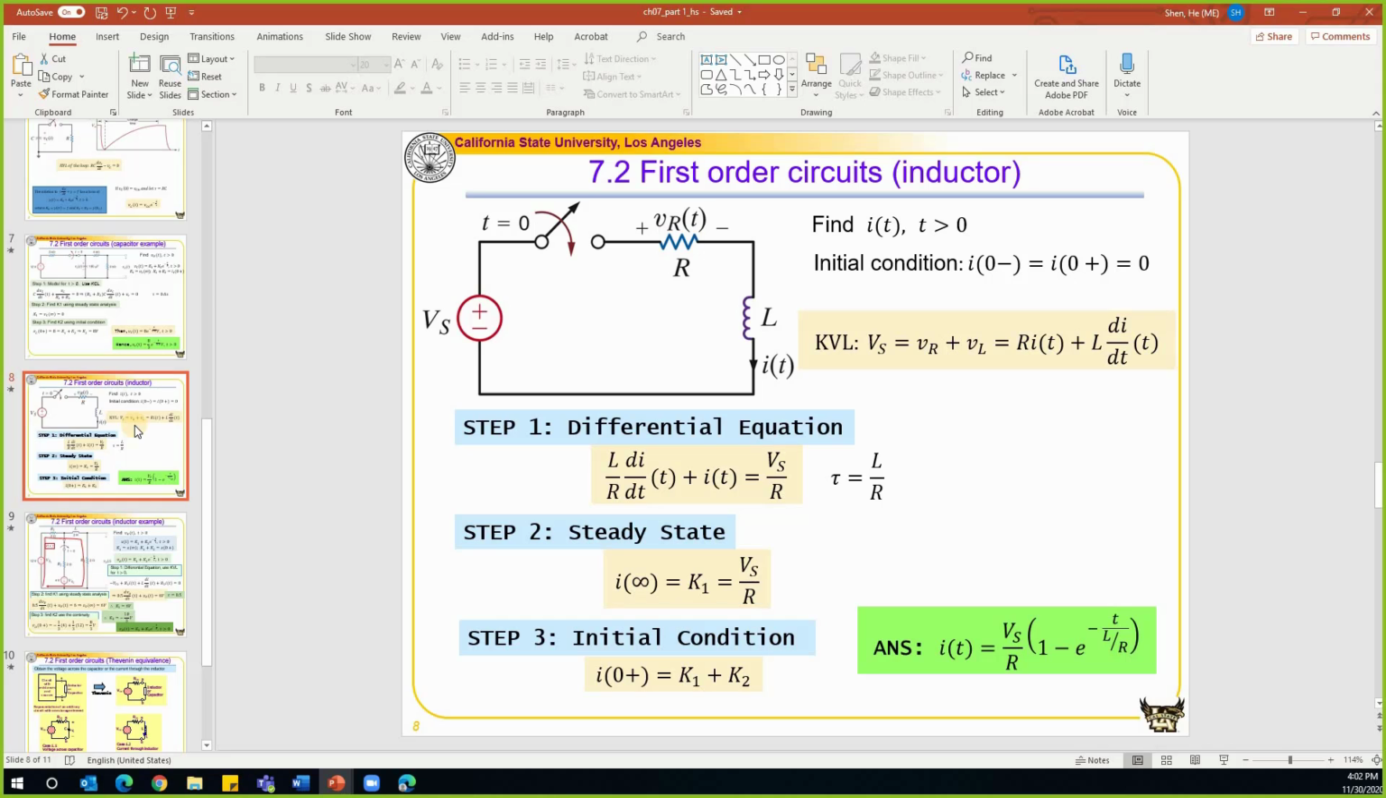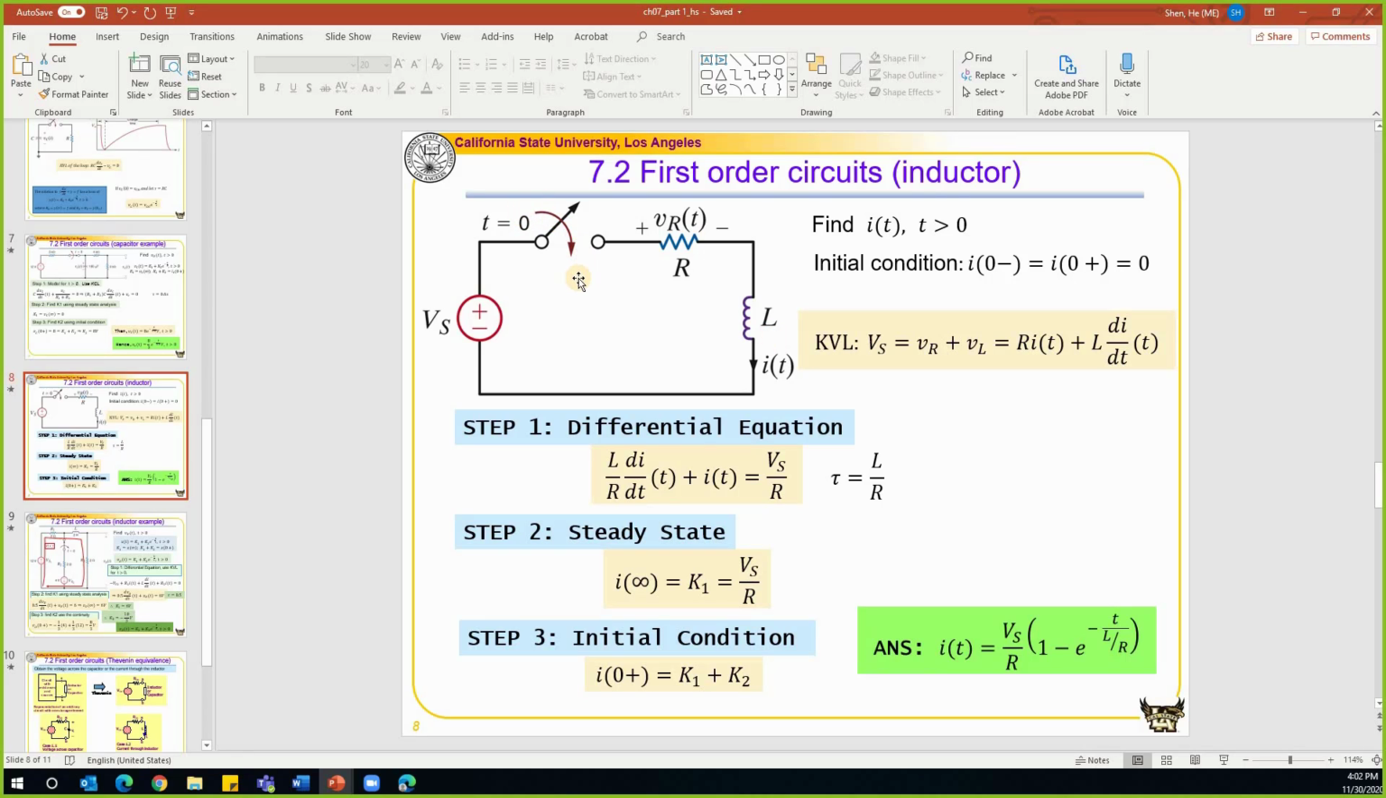Let's look at another example with the inductor. So this circuit has an inductor. Before time 0, the circuit is open. At time t equal to 0, the switch will be pushed following this arrow, so it will be connected. Before 0, this circuit is an open circuit, so the current through this inductor is equal to 0.